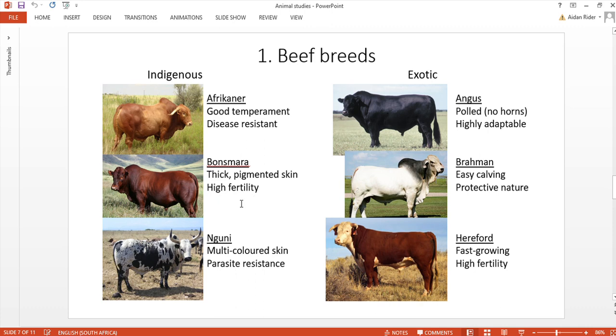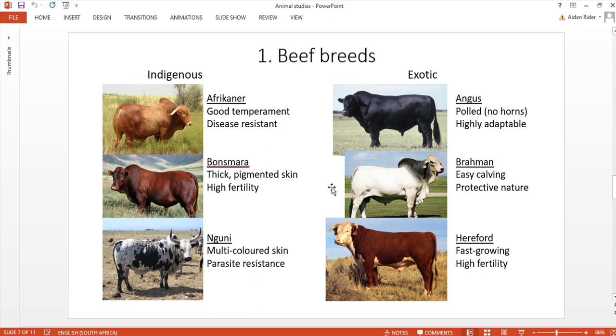Then thirdly is your Nguni. They're also indigenous. They have multicolored skin that makes them so unique. Look at this pattern. They're white with black spots or white with red spots and so on. And also they are highly parasite resistant. Ticks and things don't really stick to their skin as easily as other breeds. And also to take note, this guy also has a hump at the back for the bulls.